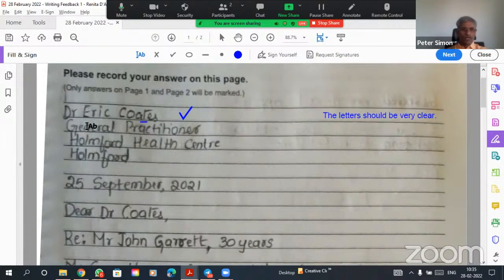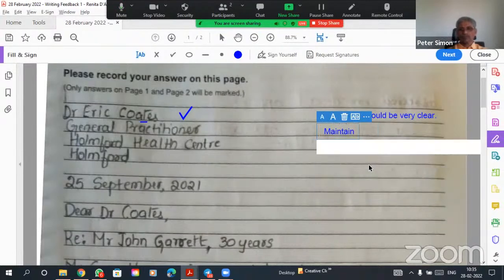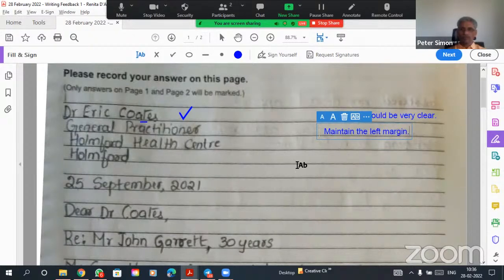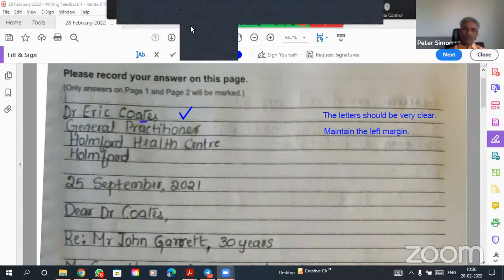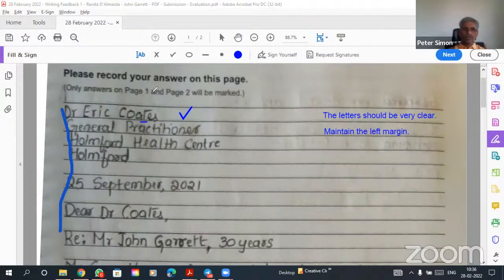Next, general has gone inside, Homeford has gone still inside. So maintain the left margin. What do you mean by maintaining the left margin? Here, on the left, it should be straight. How you can make it straight? See how it is going. So it should go straight. That's what maintaining the left margin means.